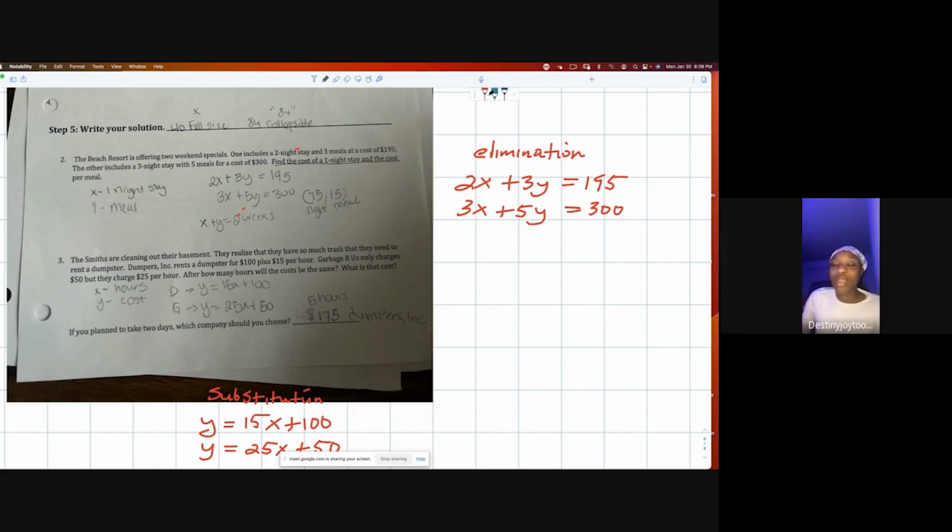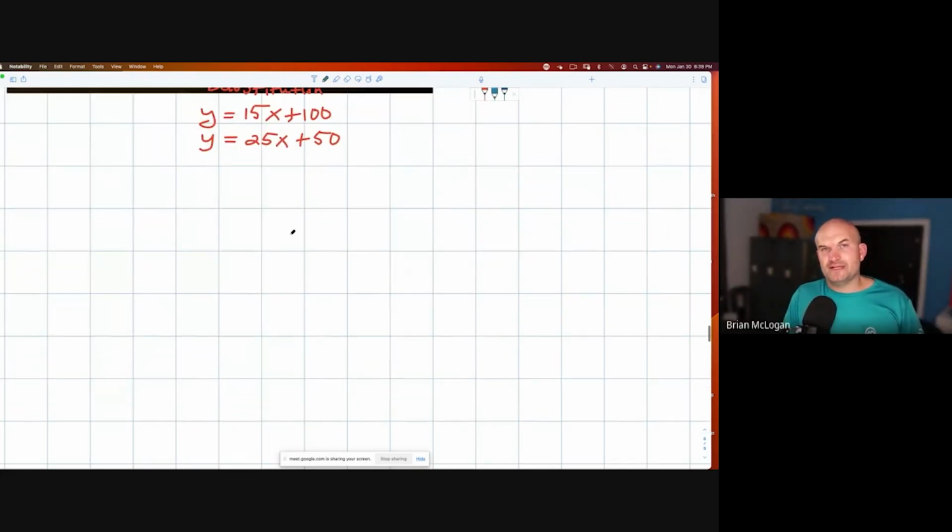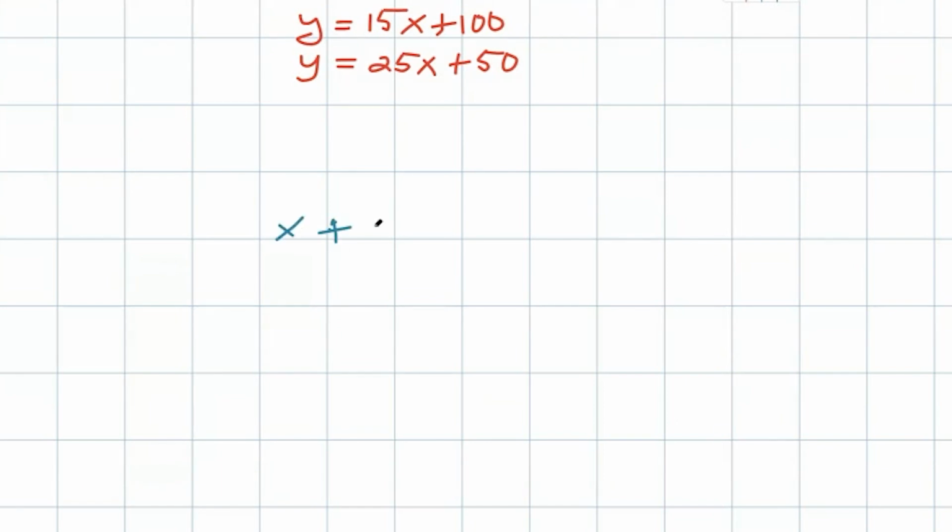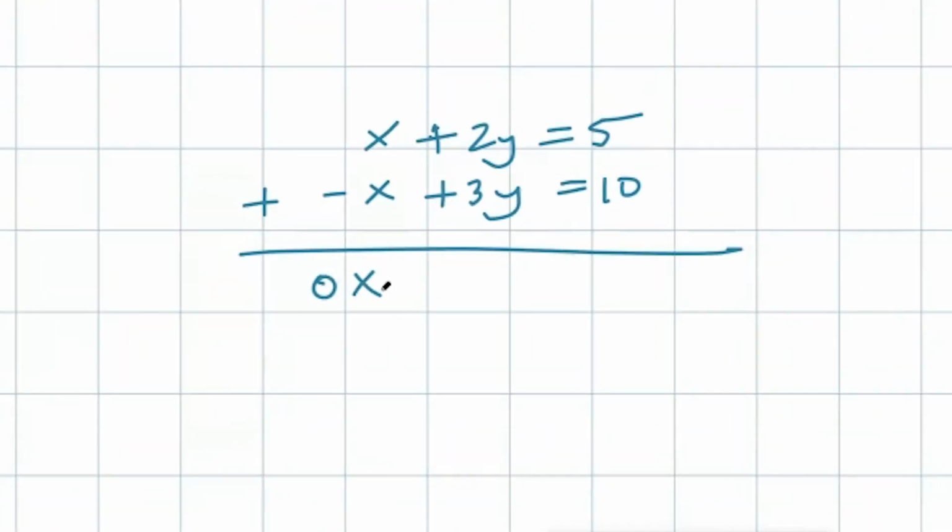Okay. So let me give you an example here real quick. If I had X plus 2Y equals 5, and I had negative X plus 3Y equals 10. Now let's pretend these are our 2 equations. If I add these 2 equations up, I'm going to get 0x plus 5y equals 15.